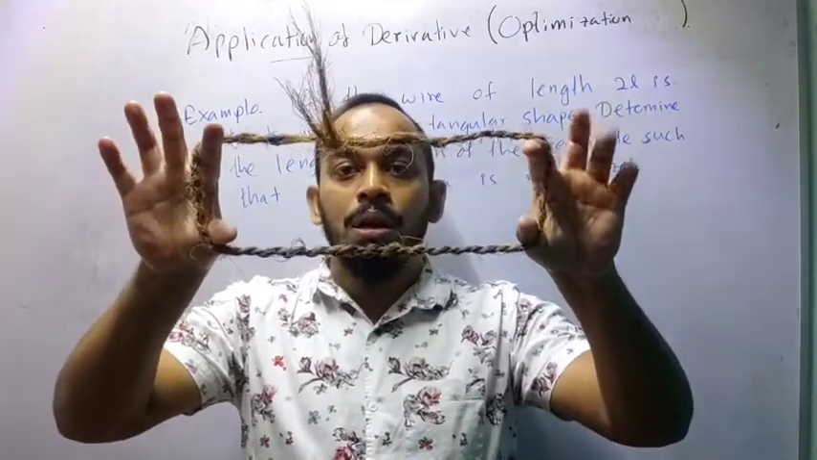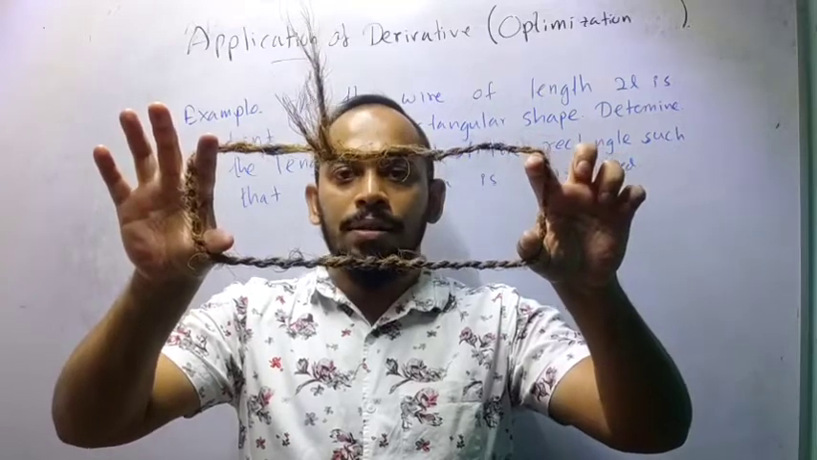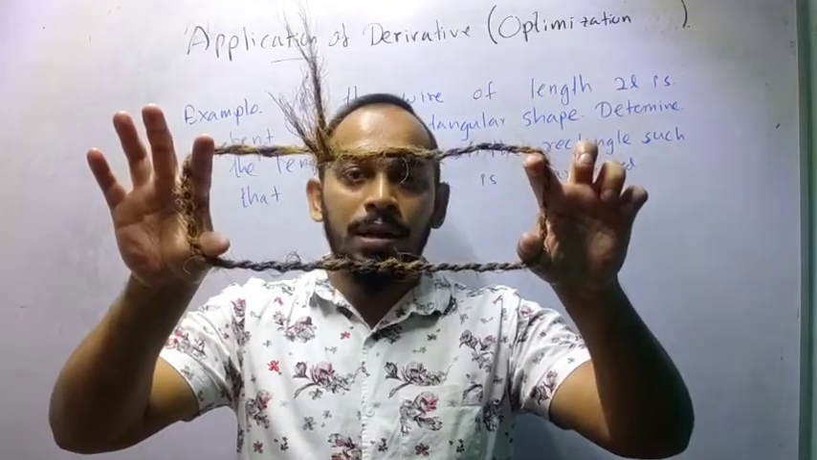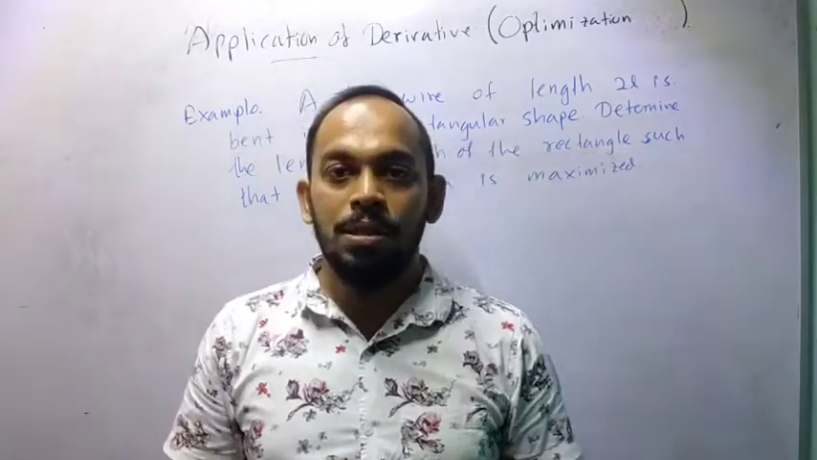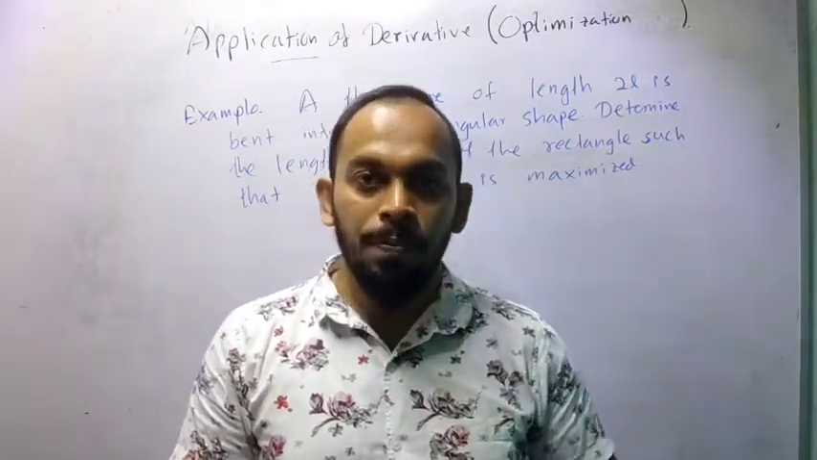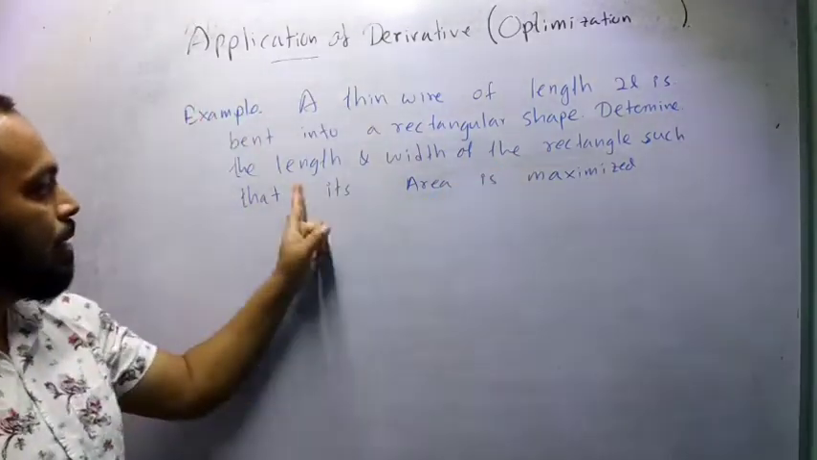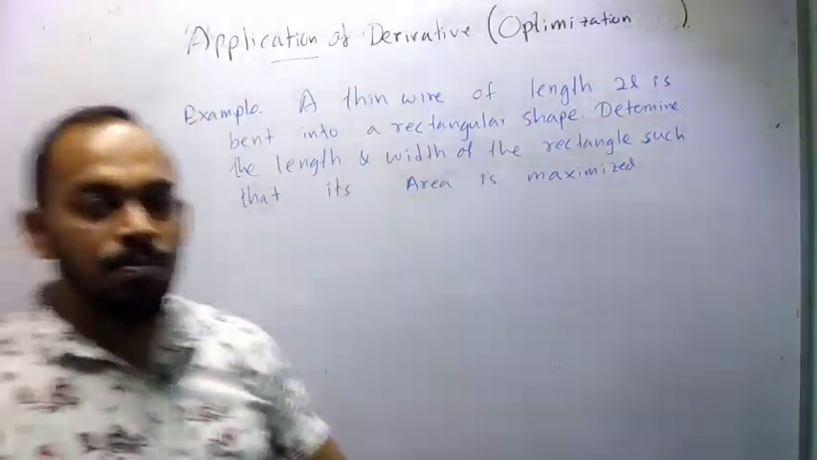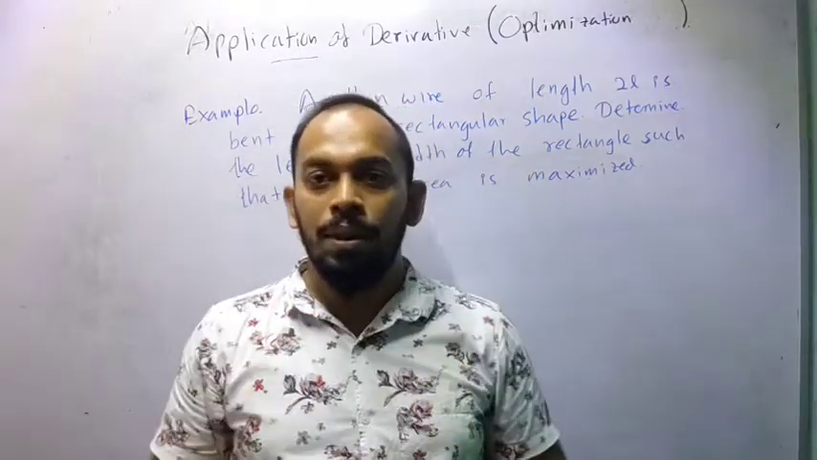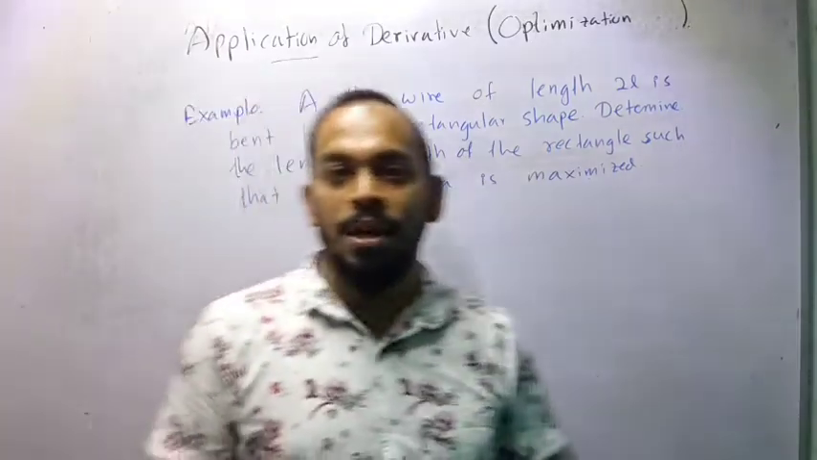You have to design this. So I didn't say what the length and the width of the rectangle is. The first part tells you to bend it into a rectangular shape. The next would be the optimization problem: to determine the length and width of the rectangle such that its area is maximized.